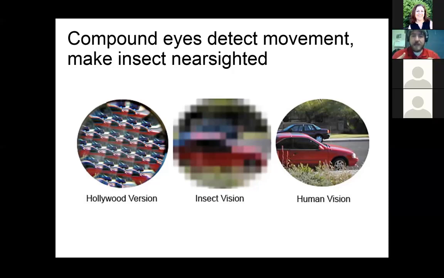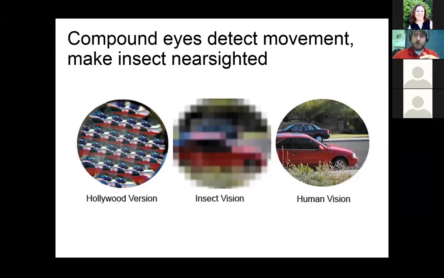It's very blurry. It doesn't have a lot of depth perception. They would be nearsighted like I am. If they were our size, they would need big glasses. And it's very different from our vision. It's not very crisp. There's no field of depth to it per se.